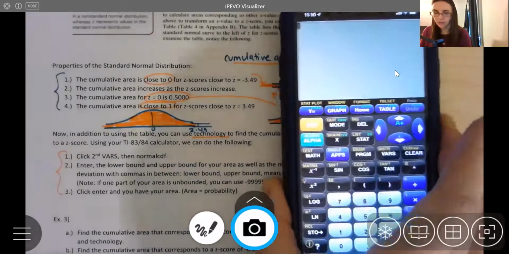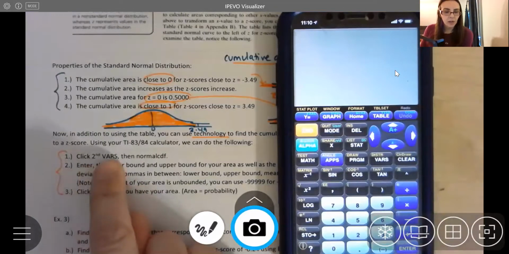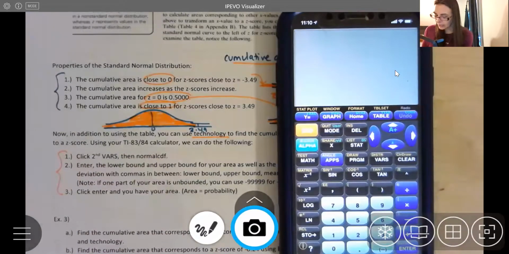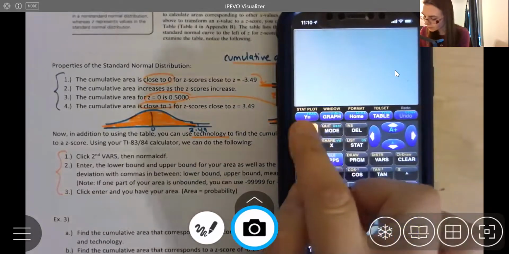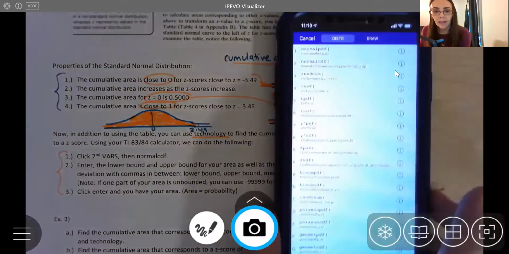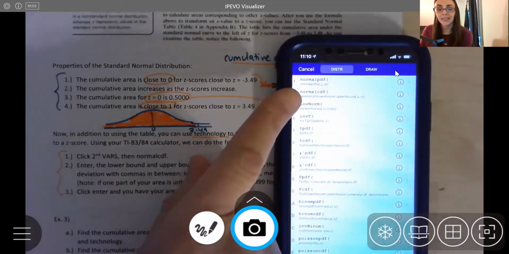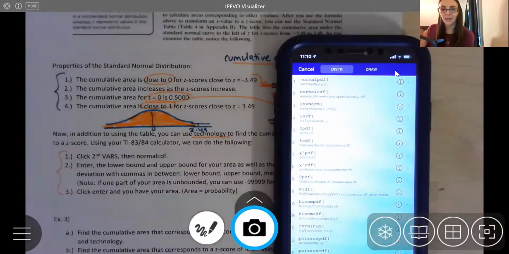All right, so here's my calculator. So what you're going to do is you're going to hit second bars, and then you can use the normal CDF calculator. So second, and then that bars key right here. Now, before we use the PDF one, that's not the one you want. You want the one that says CDF. C stands for cumulative. So you're doing that whole area under the curve here.